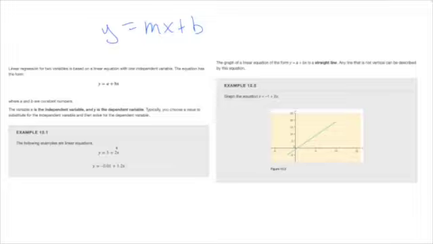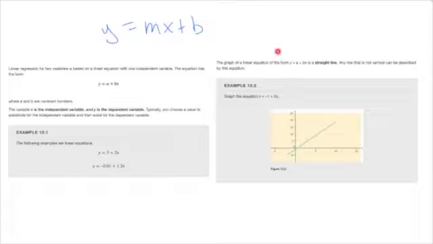The variable x is the independent variable and y is the dependent variable. Typically, you choose a value to substitute in for the independent variable and then solve for the dependent variable. So you pick 1 to be x, plug that in, and find y. Both of these are examples of linear equations. You might also see y equals 2x plus 3 or y equals negative 0.1x plus 1.2.